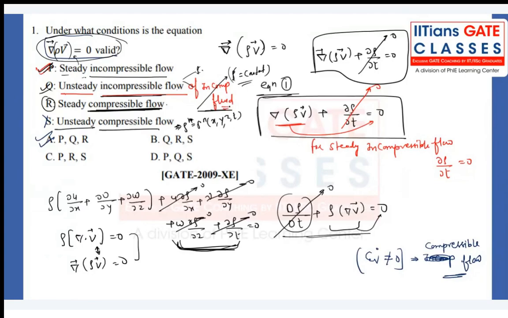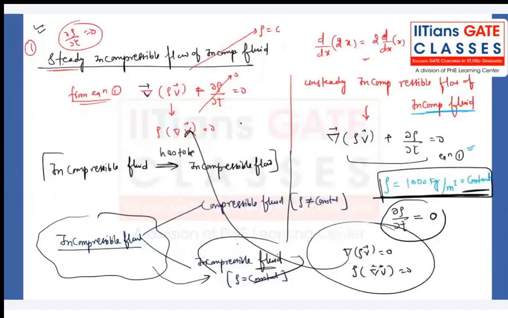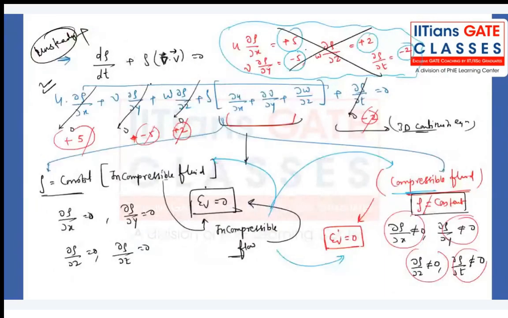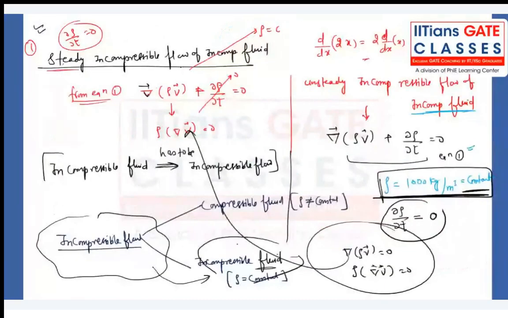If density will be constant, I told you, incompressible fluid, when you take the case of incompressible flow of incompressible fluid, what will you be getting? You will be getting this particular equation, right? And even though you are taking unsteady incompressible flow, once again you will end up getting the same equations.